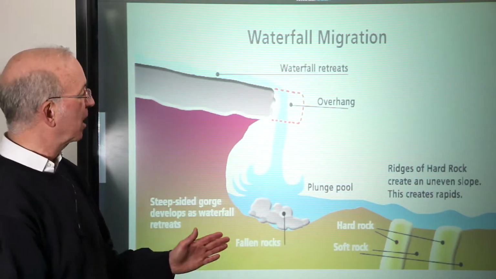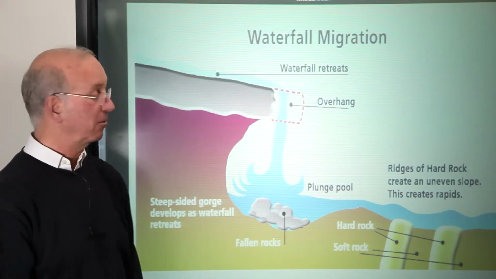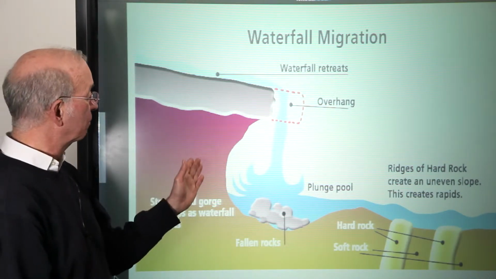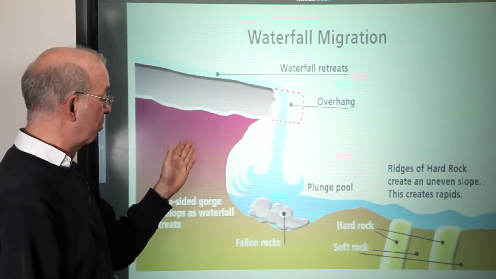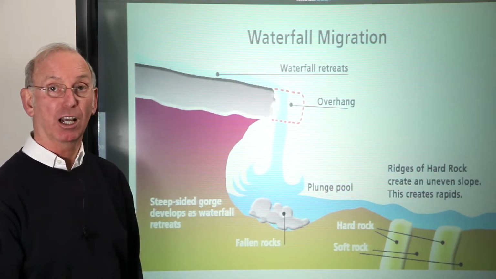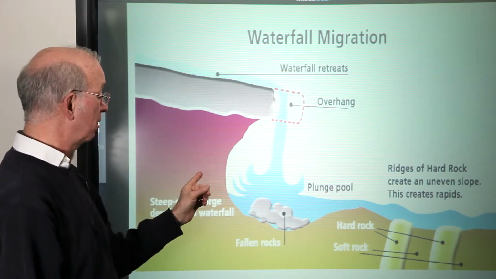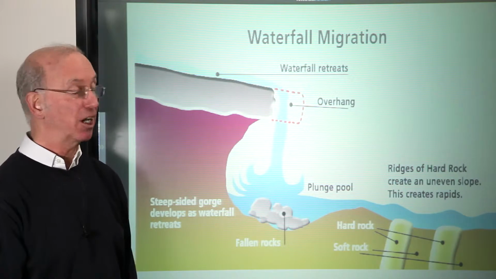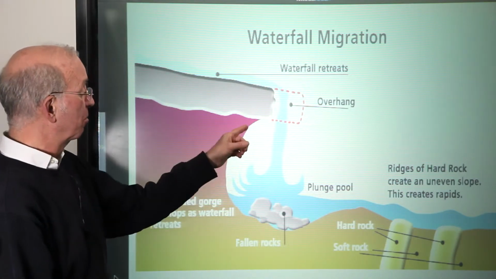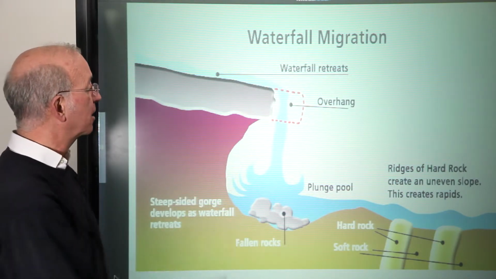Let's have a look at the diagram and see what's happening. Well, you have two kinds of rocks here. This could be your Yoredale limestone. This could be your Yoredale shale. Limestone hard, shale very soft. Differential erosion will take place here. The shale being soft will be easily cut back.